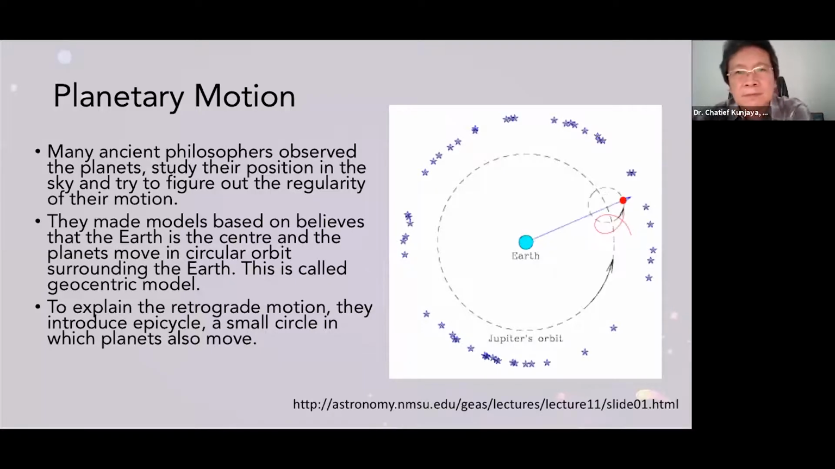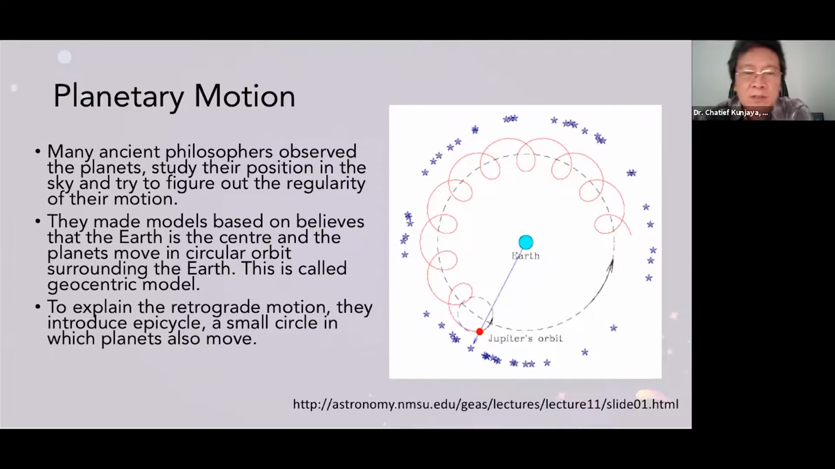How did people a long time ago imagine this movement? They believed that the earth is the center of the universe. How could they explain the planetary motion, sometimes moving backward, sometimes moving forward? So they tried to figure it out, and they explained that all of the planets move around the earth. The earth is the center, but how could they explain the backward movement of the planets? So they introduced the epicycle, a small circle in which planets also move.